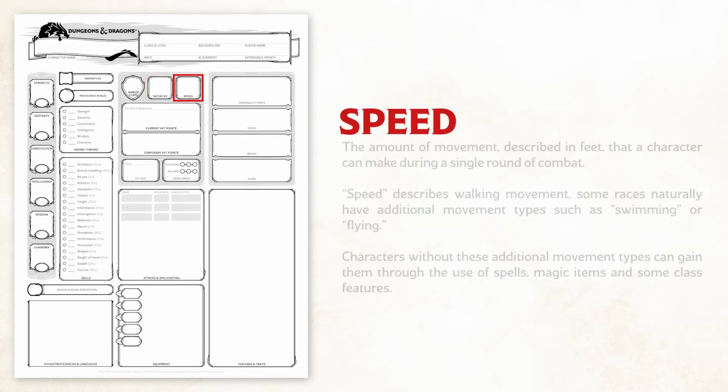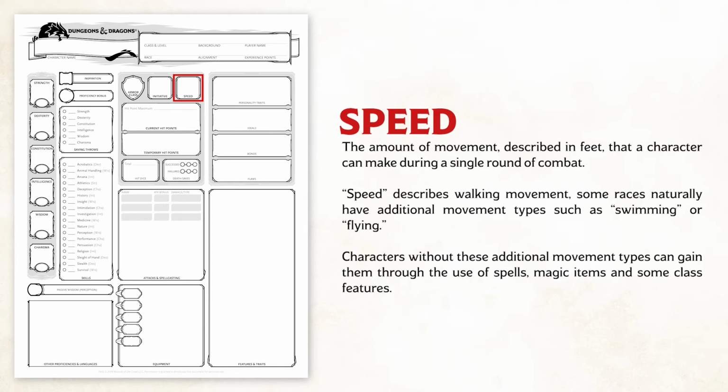Speed. The amount of movement, described in feet, that a character can make during a single round of combat. Speed describes walking movement. Some races naturally have additional movement types, such as swimming or flying. Characters without these additional movement types can gain them through the use of spells, magic items, and some class features.